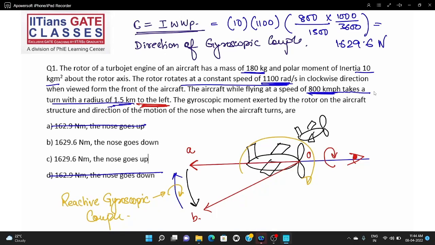Again, let us see it. This is the direction, right? So if in this direction the gyroscopic couple acts, what it is trying to do is put the nose down. So what will be the answer? The answer will be B, 1629.6 Newton meter, and the nose goes down. I hope you are able to understand this.